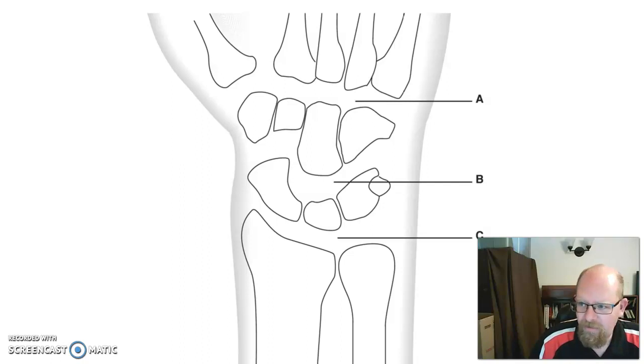And the first thing that we have to look at is the radiocarpal joint, which would be C on this picture. So the radiocarpal joint is made up of the distal end of the radius, which is the longer of the two forearm bones in this diagram. It is also made up of the radial ulnar disc, and then distally is the scaphoid, lunate, and triquetrum.